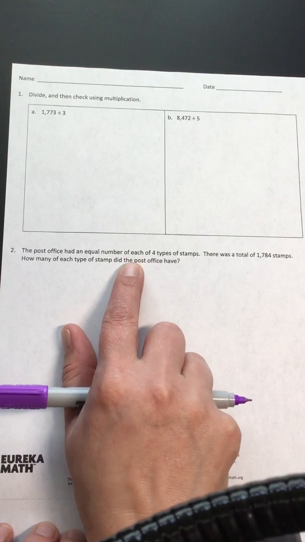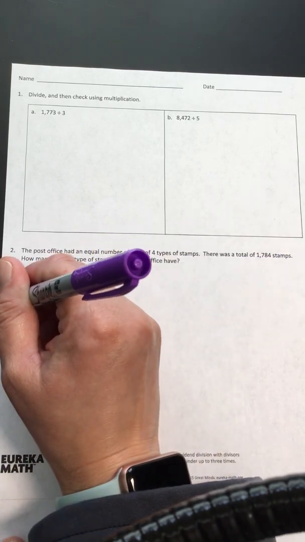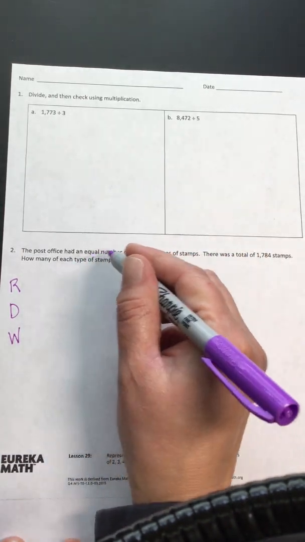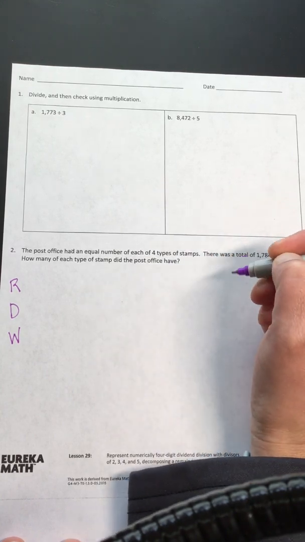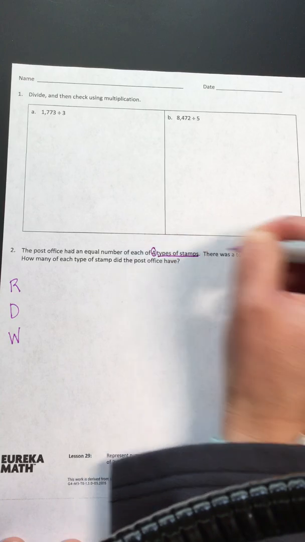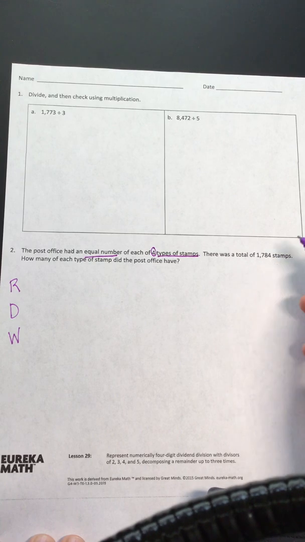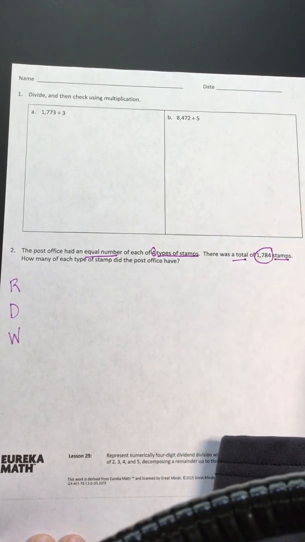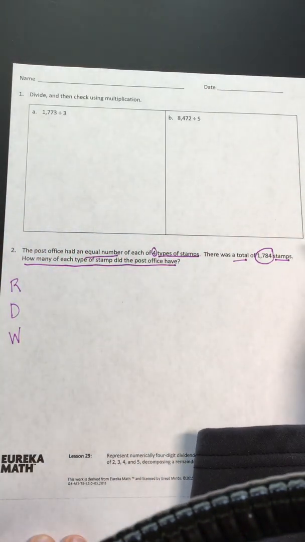You're going to complete number 2 using the read, draw, and write method. So you're going to read it, circle and underline your information. The post office had an equal number of each of 4 types of stamps. So there's 4 types of stamps, and there was an equal number, because I feel like that is very important. There was a total of 1,784 stamps. But it says how many of each type of stamp did the post office have?